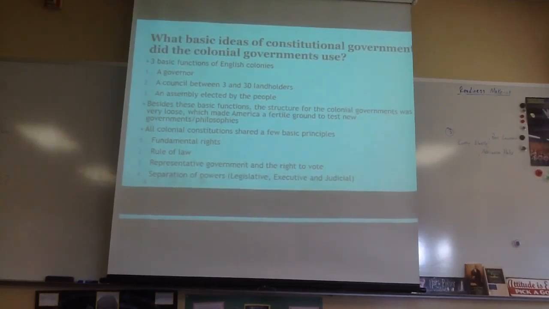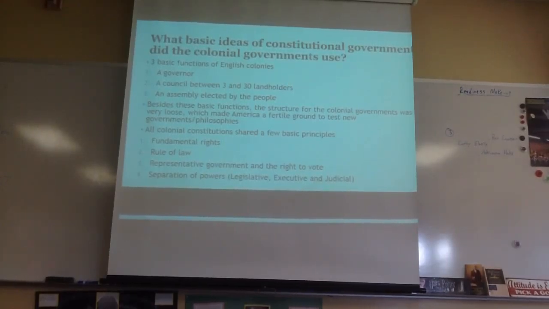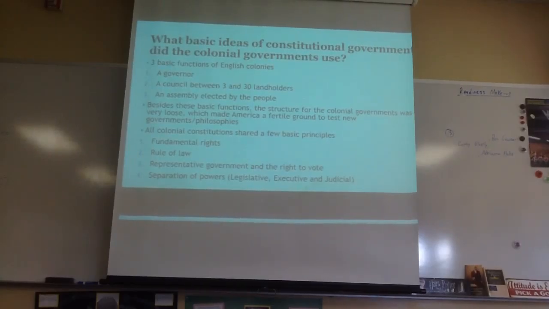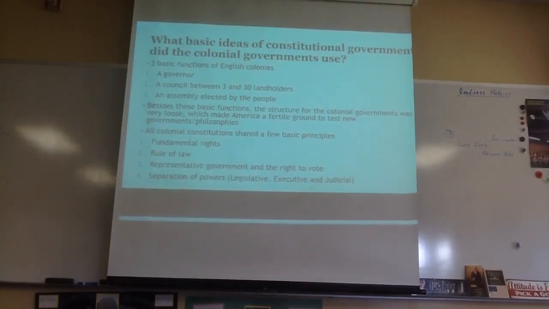A few things that were held in common for most colonial constitutions. First of all, fundamental rights. The idea that common laws in England, like life, liberty, and property, the rights of Englishmen, apply to the citizens of the colonies as well. Also, rule of law, so that people making laws had to obey the laws as well, and they couldn't exercise them arbitrarily against certain individuals and break certain laws if they wanted to.